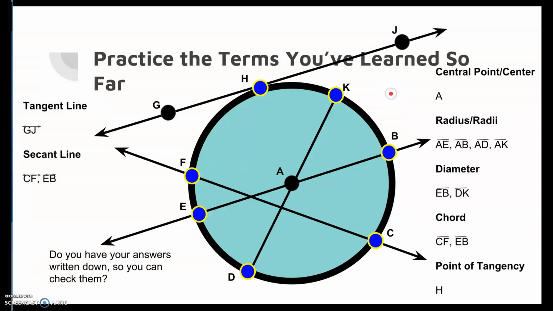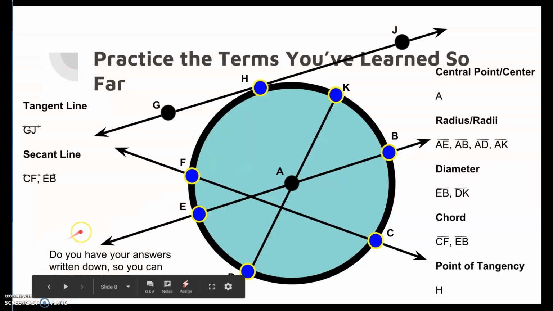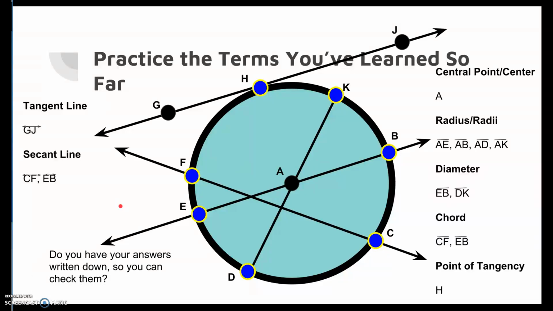All right, and that is all for this video. So check and see if you have any questions. Make sure you talk to me about them in class. But those are the terms for lines and line segments that we're going to go over in this unit.